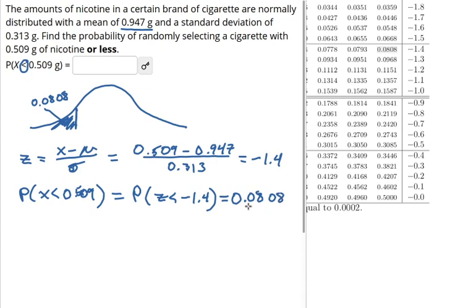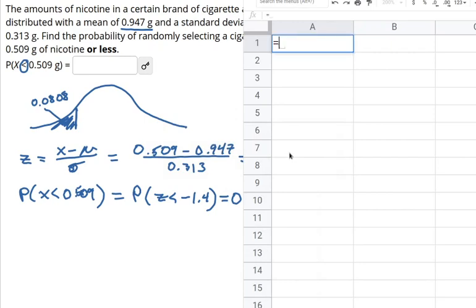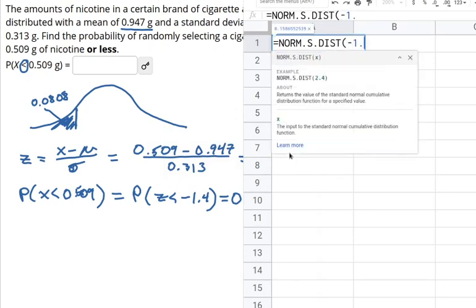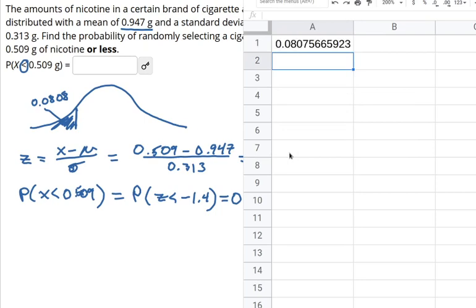Now, if we were going to do this in a spreadsheet, I would first do the same conversion. Z is negative 1.4, and now I can use the spreadsheet and the NORM.S.DIST function to tell me what the probability to the left is. 0.08075, rounding to 0.0808.